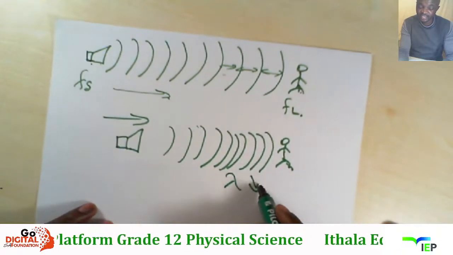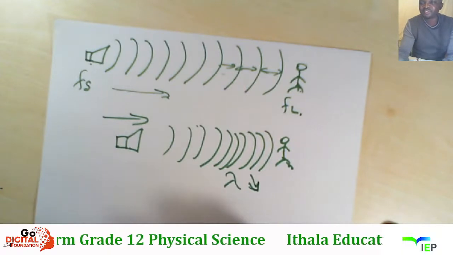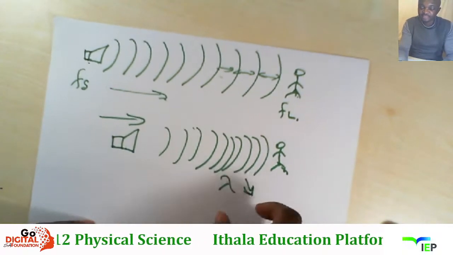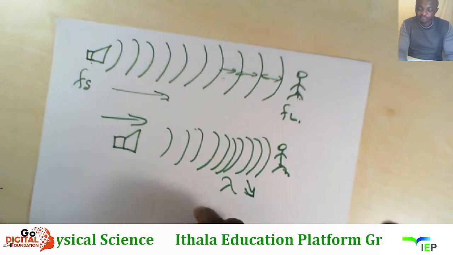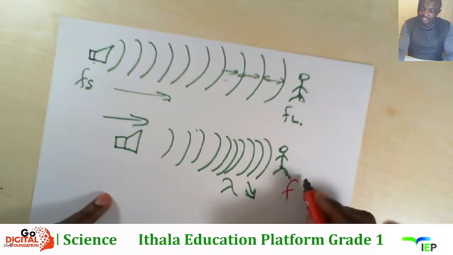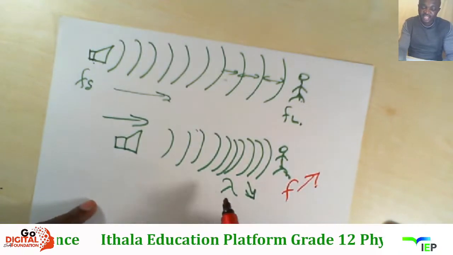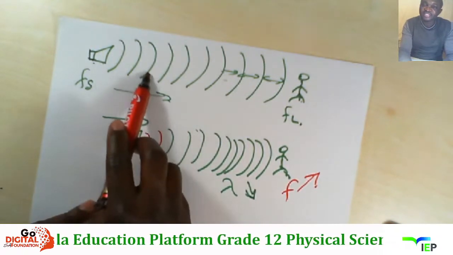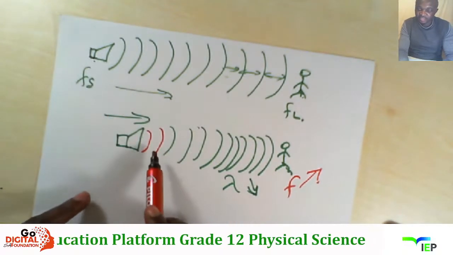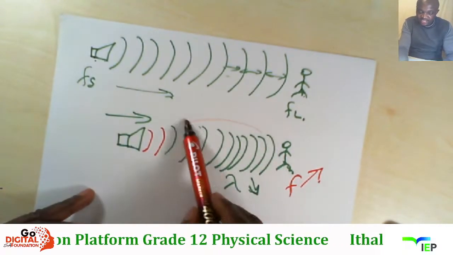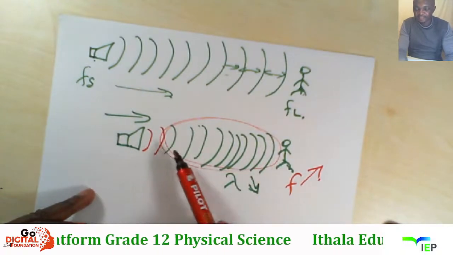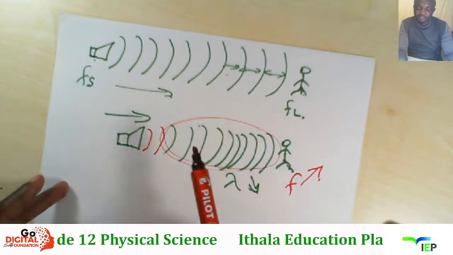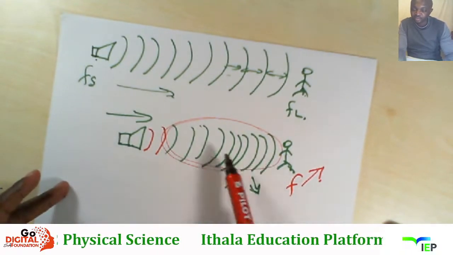Earlier on we said that wavelength and frequency are inversely proportional to each other. As the waves are compressed, the wavelength becomes smaller. When the wavelength decreases, the frequency increases. But the sound wave is still producing the same wave, it has not changed. The problem is that something happens in between, because the particles in the air are the ones being compressed as this one approaches the person.